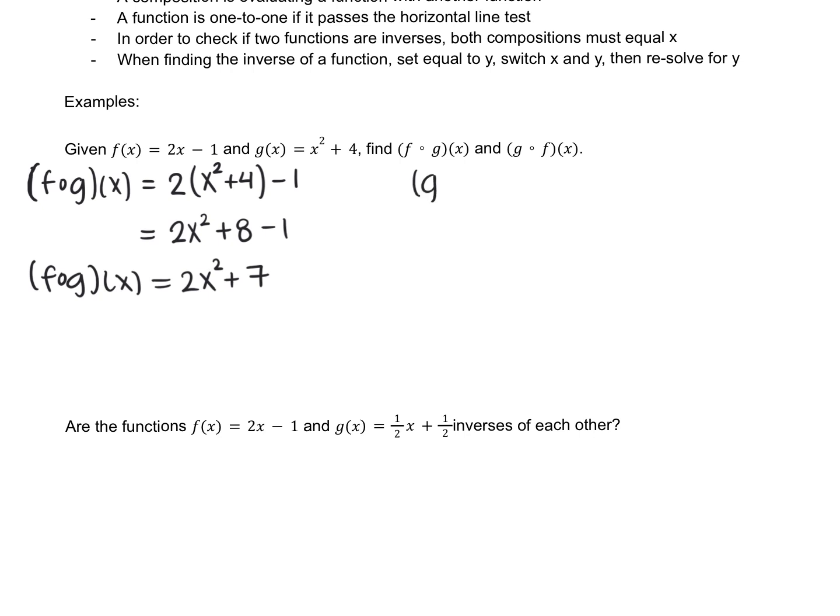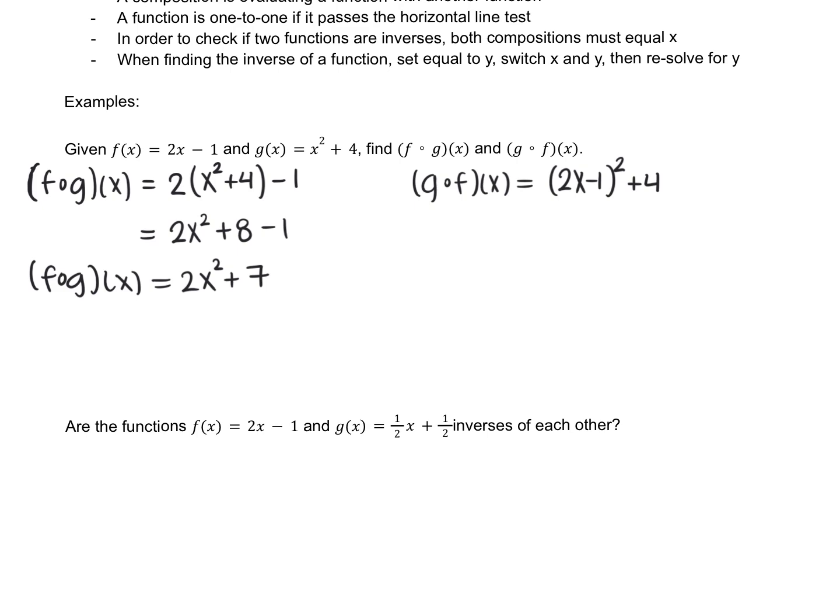For g of f of x, we are replacing the x in g with our equation f. So it starts with x squared. So we're going to have in parentheses 2x minus 1 squared, then the plus 4.